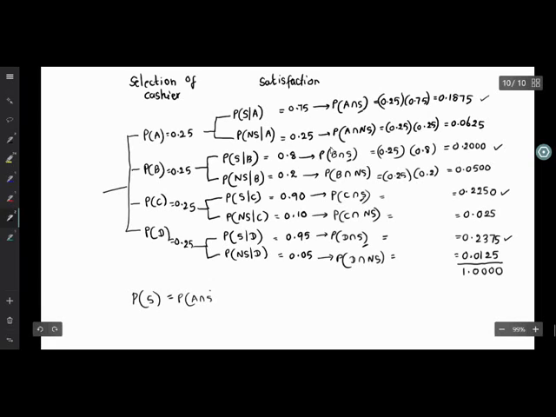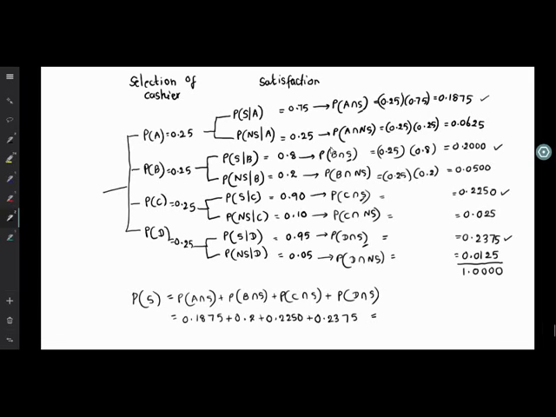A and satisfied. This is actually the rule of total probability. B and S, C and S, finally D and S. So these probabilities will be 0.1875 plus 0.2 plus 0.2250 plus 0.2375. So the answer will be 0.85.